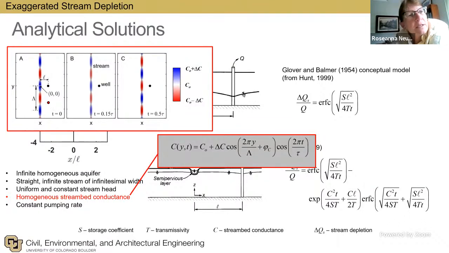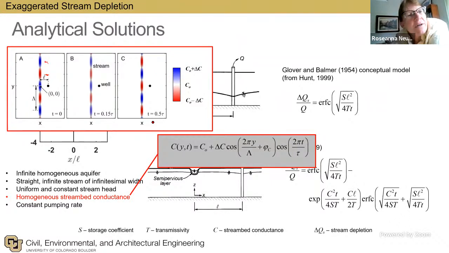The red is low. And what we're looking at here on the left is at time 0, we have high stream bed conductance at this point, low stream bed conductance at that point. At some later time, these colors are still blue at the top, then red, then blue, then red, but not as dark. So you can look at that as being not quite at the upper limit and lower limit of our range of stream bed conductance.